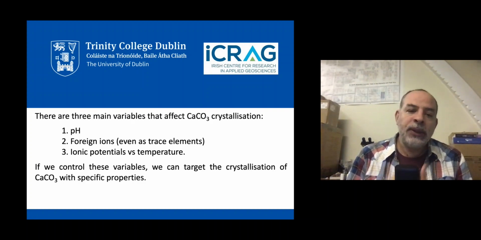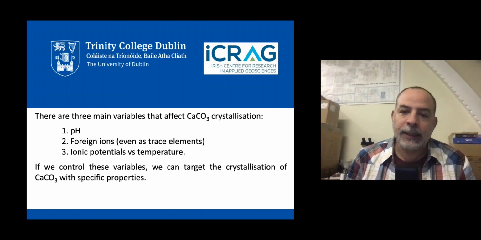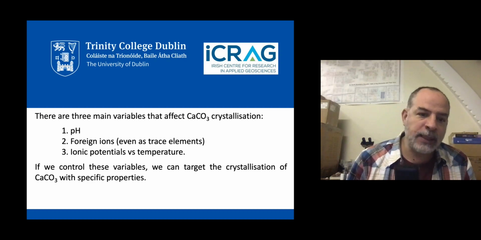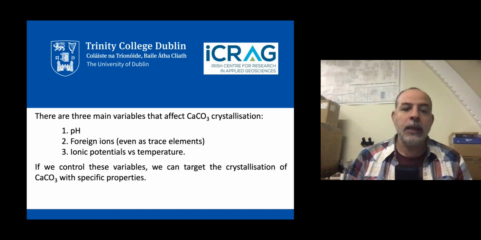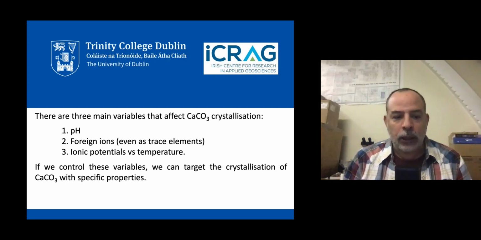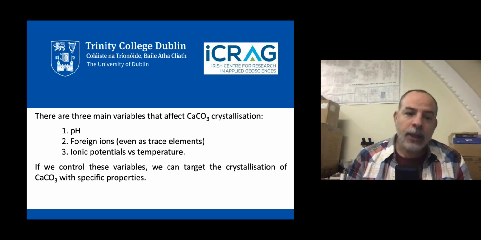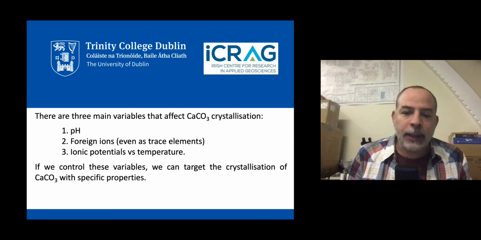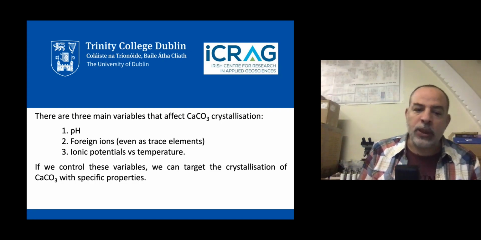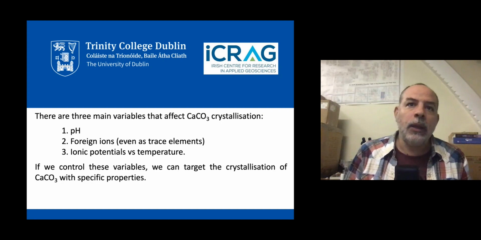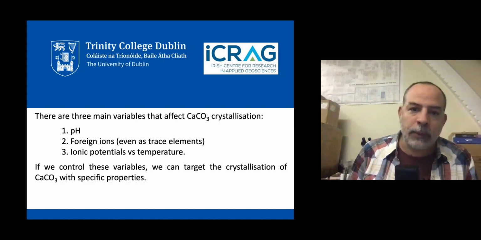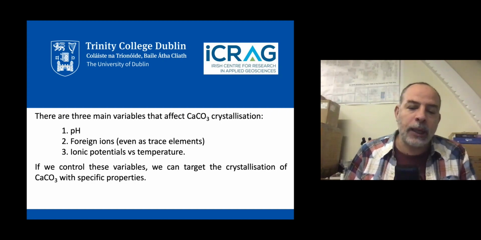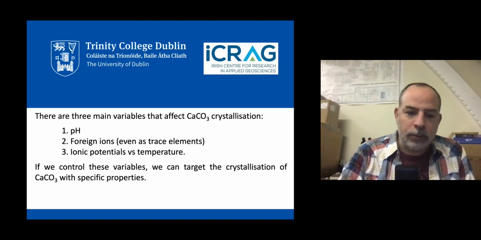So finally, there are three main variables that affect calcium carbonate crystallization. First one is the pH. Second one are the foreign ions present in the aqueous solution, even when they are trace elements, and also very important, the ionic potential of the cations versus the temperature. So if we control these variables, we can target the crystallization of calcium carbonate with specific properties. So this is very interesting for us to understand what happens in nature and how we can control calcium carbonate crystallization, how we can produce industrial calcium carbonate for many different purposes.